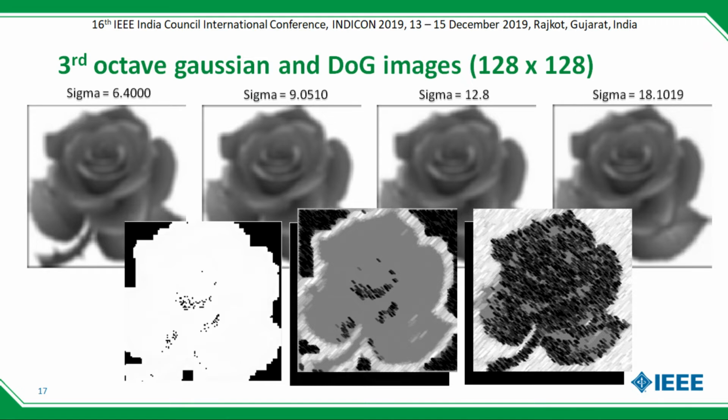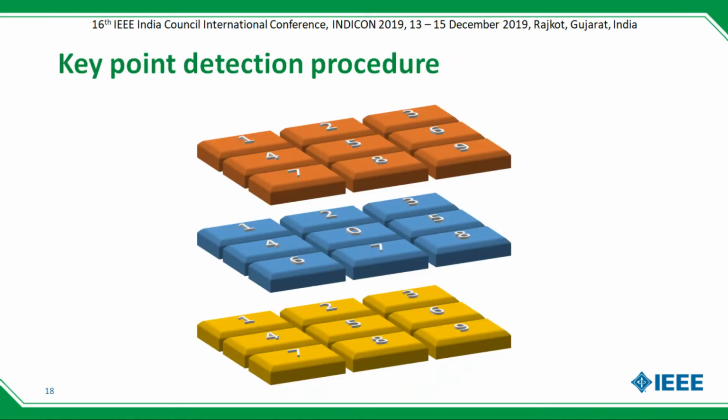So for this 512 cross 512 image and this quality of image, three octaves and four images per octave is fine. So the next step is key point detection. It's an example to understand key point detection. These depict three DOG images in an octave. Every pixel of the center DOG, for example the pixel depicted as 0, is compared with the 8 pixels around it and the 9 corresponding pixels in the DOG above and below.